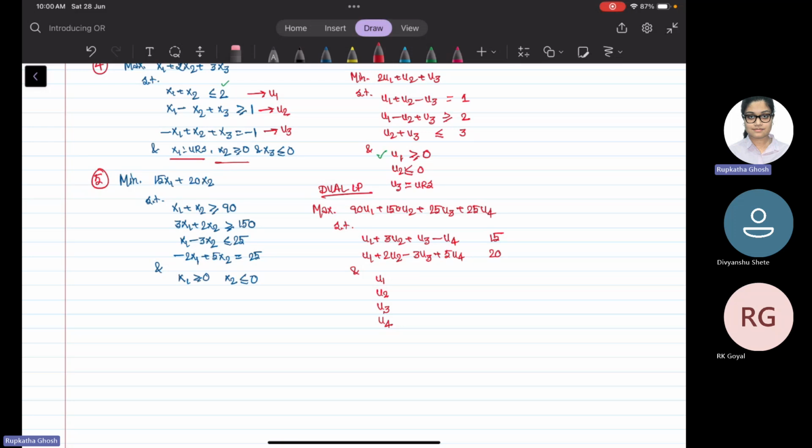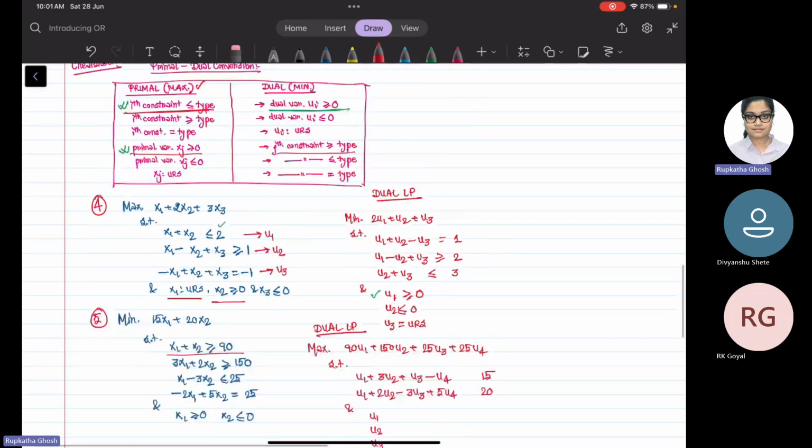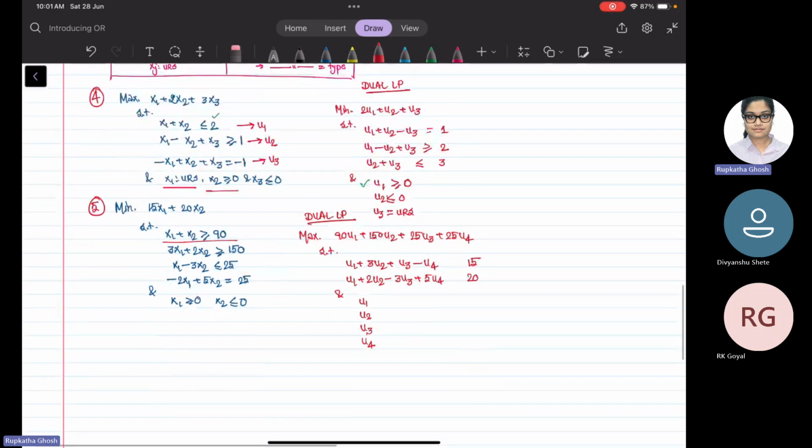Okay. So see, again, the first constraint is a greater than equal to type. So technically, if your first constraint is a greater than equal to type, your dual variable is less than equal to 0, but only if your primal is max. Since your primal is min now, it would be of the same sign. So that would be greater than equal to 0. So whatever be the signs of your constraints now would be the same signs of your dual variable. So this would also be greater than equal to 0, this would be less than equal to 0, and this would be unrestricted in sign.